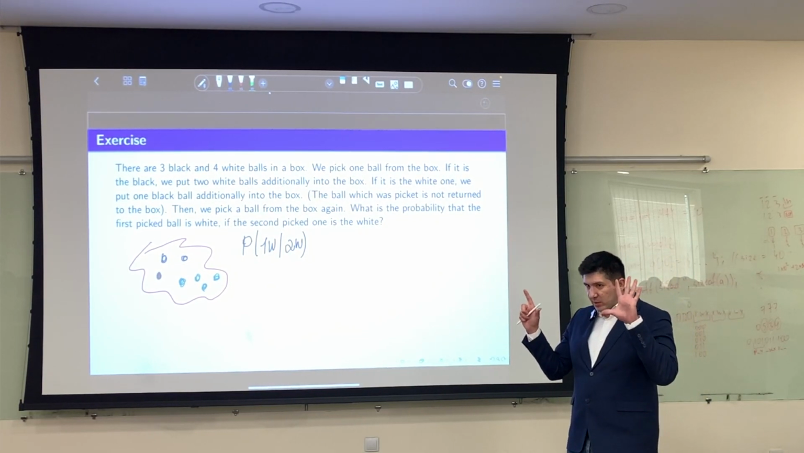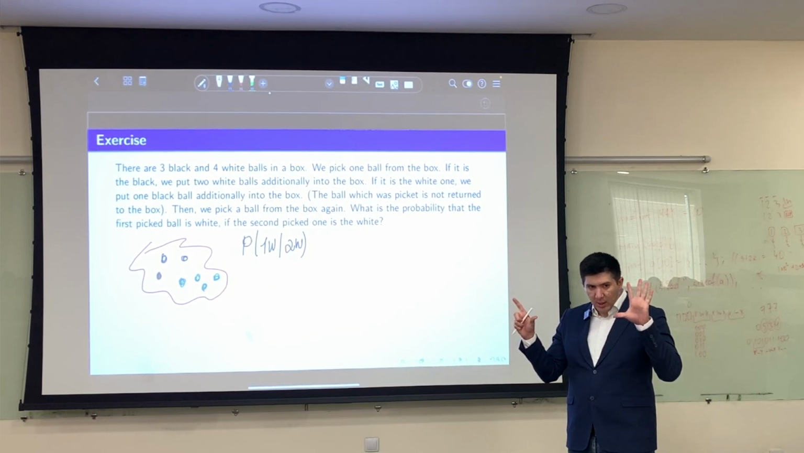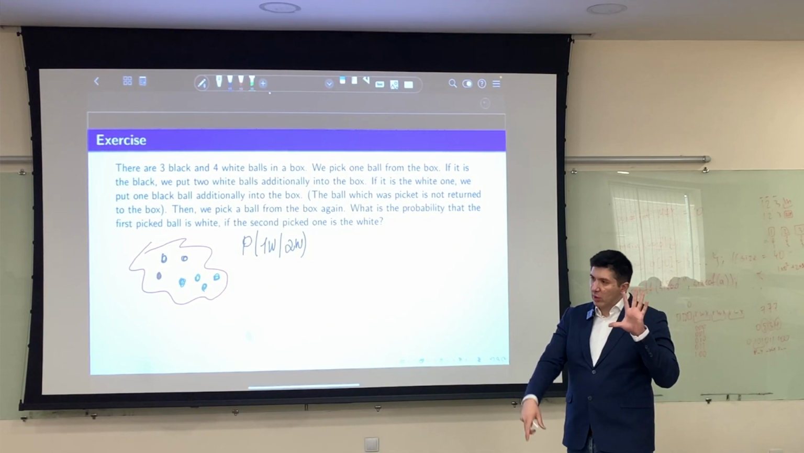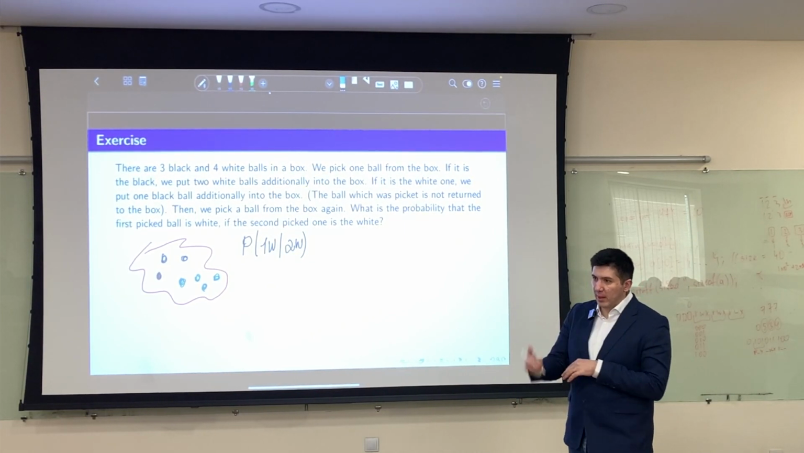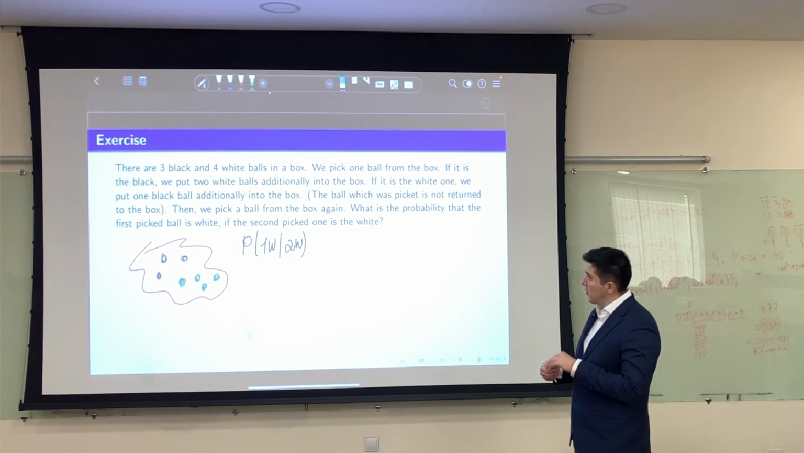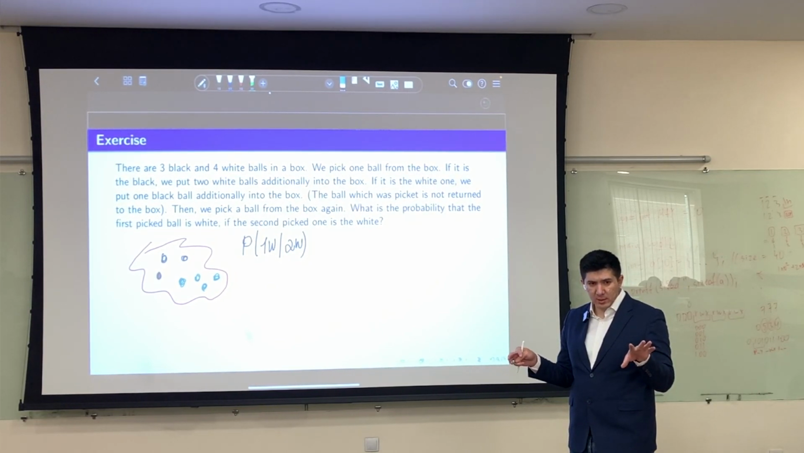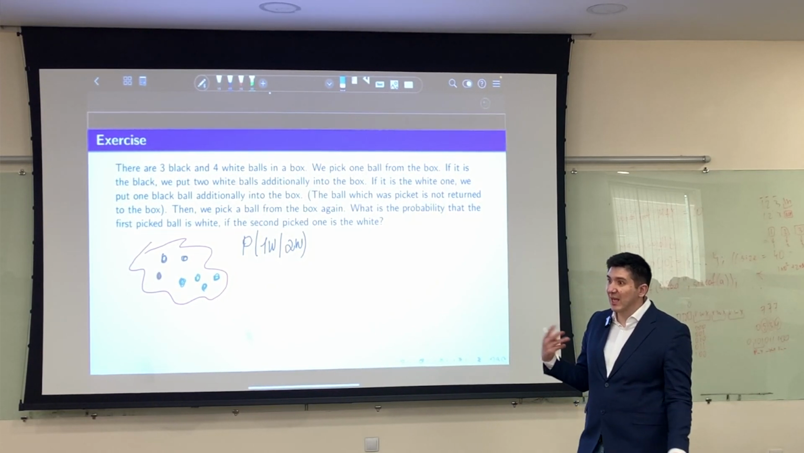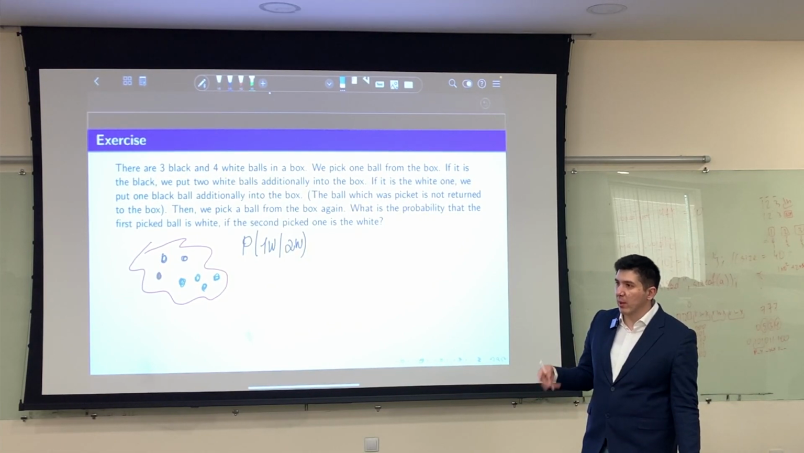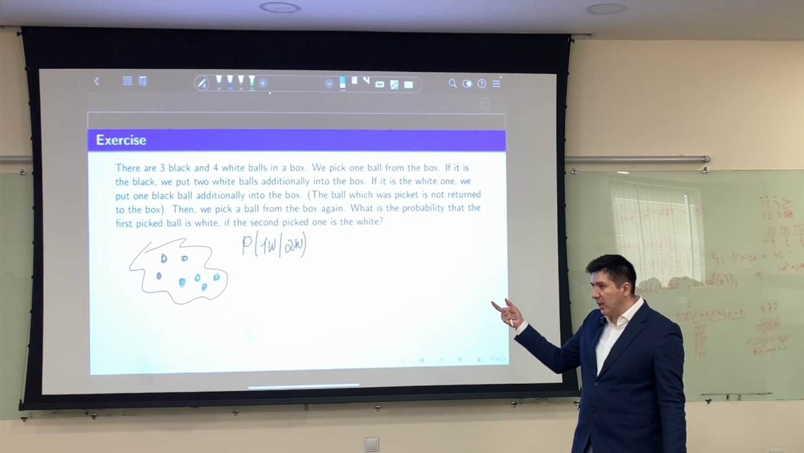So there are 7 balls, right? If this is white, okay, so you're going to choose white and you're going to put 1 black. It is going to be 4 blacks and 3 whites, okay? And the probability of choosing the second one as white is going to be 3/7, simply. Easy. But this way, it is difficult.